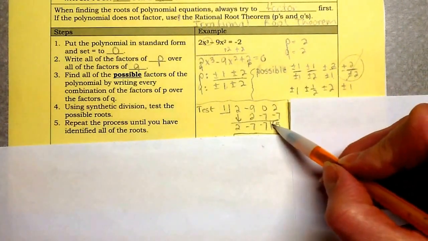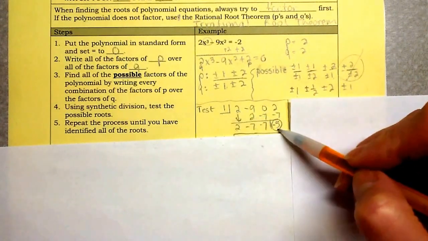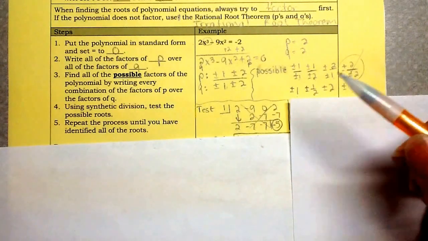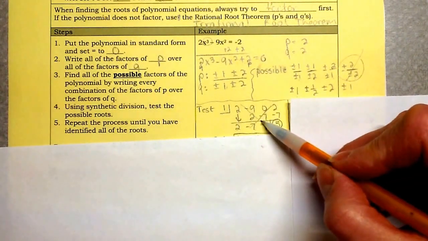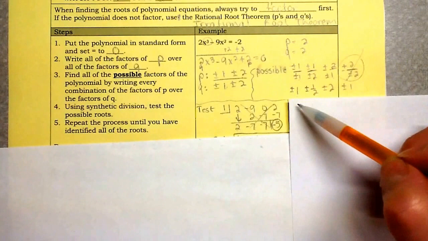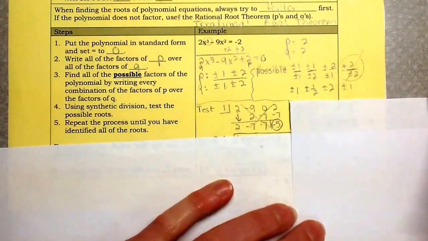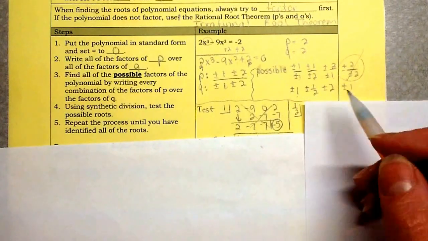Okay, this has to be a 0 in order for 1 to be a factor. So this is not a factor. We need to test another number. So we tested 1, and I know which one will work. So instead of testing more, we'll just go right to 1/2. That one is going to work. Probably shouldn't tell you that right now. But okay, so we'll put 1/2 here.